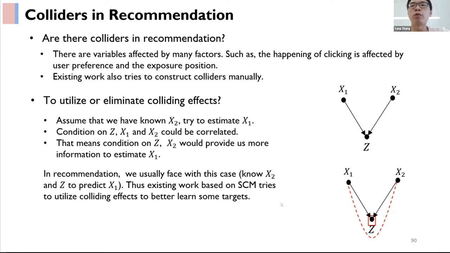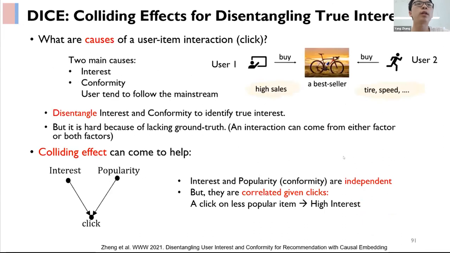In this part, I will introduce two existing studies. To our knowledge, this is the first work to explicitly utilize the colliding effect in recommendation. It thinks there are two causes for the sampling of a click. The first one is interest, and the second one is conformity, which refers to users tending to follow the mainstream. Thus, we need to distinguish interest and conformity to identify the true interest from the users' feedback.